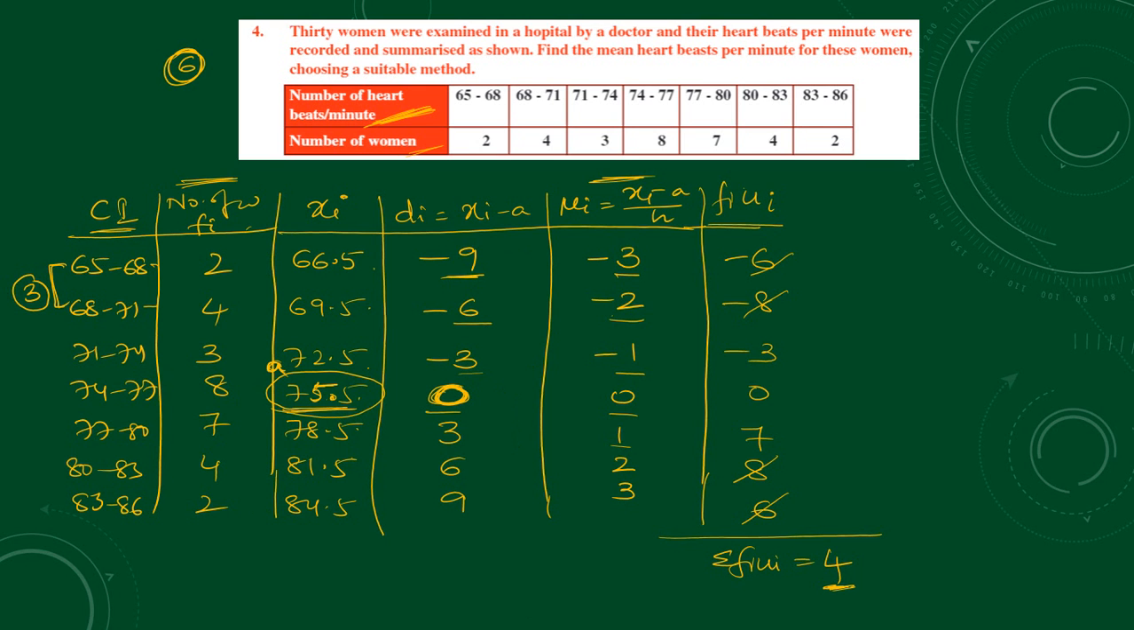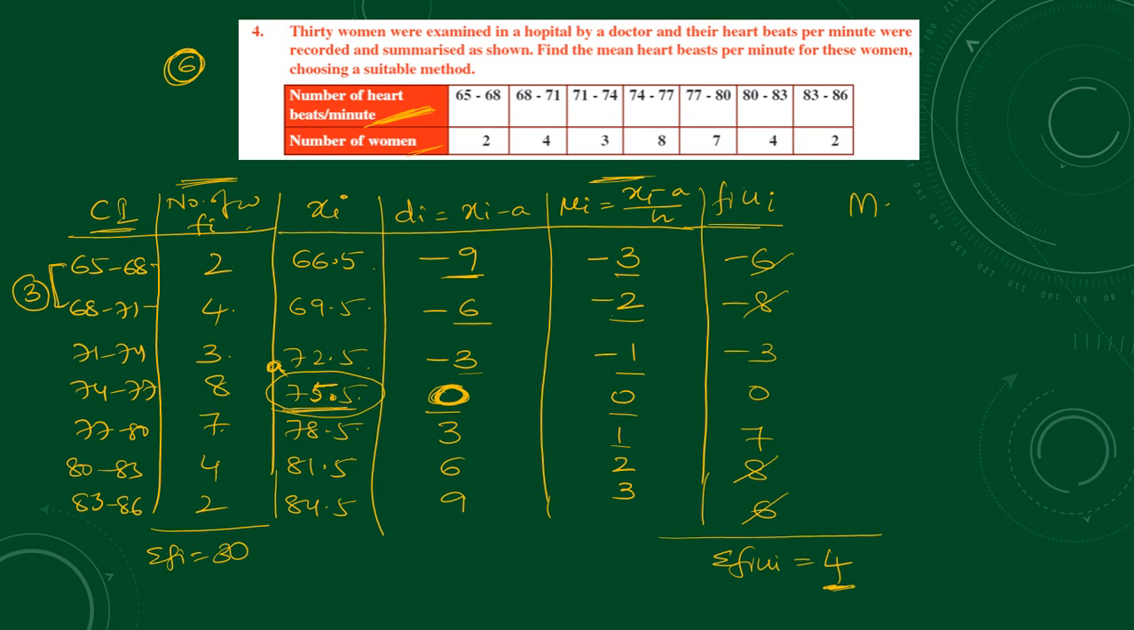Now sigma fi ui is 4. Sigma fi, how many people are given here? It did not mention any value, so we need to add this. Sigma fi: 2 plus 4 is 6, 6 plus 3 is 9, 9 plus 8 is 17, 24, 28, 30. So this value is 30. So sigma fi is 30.